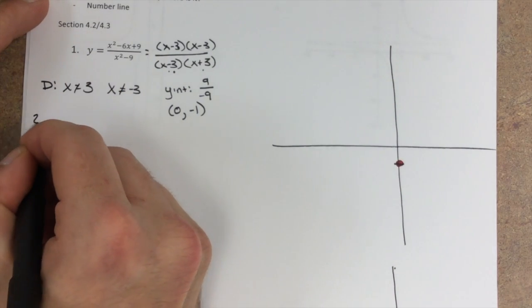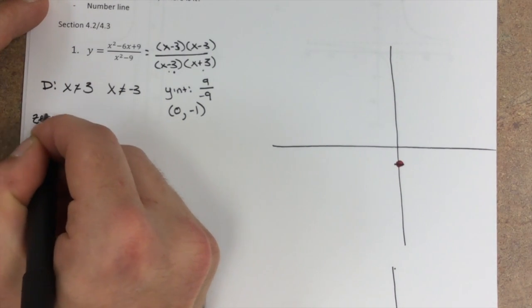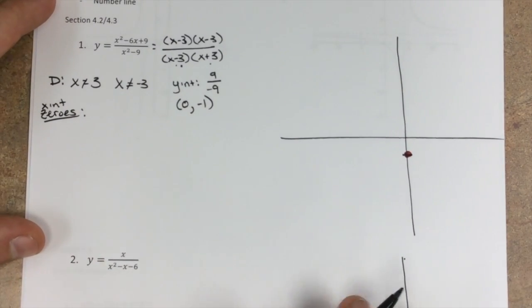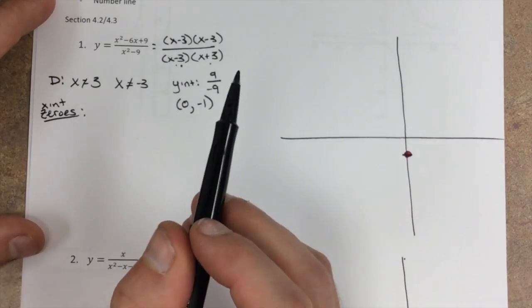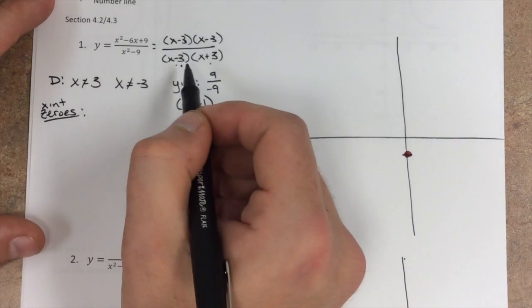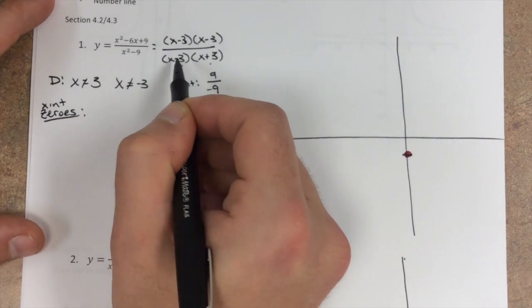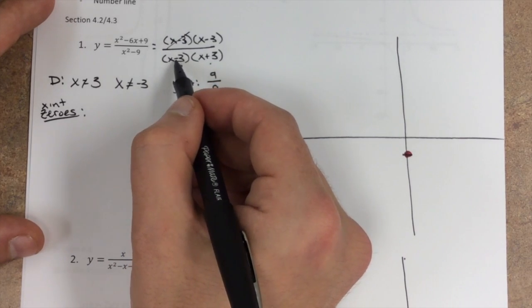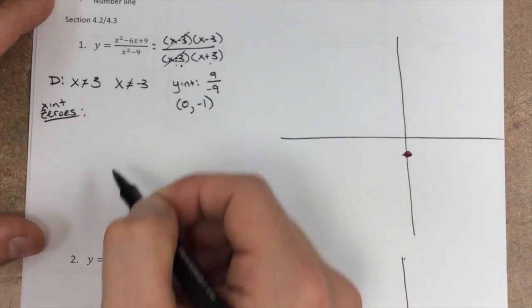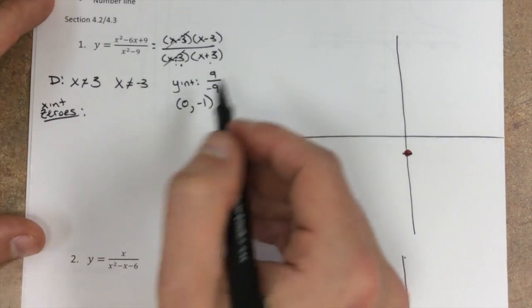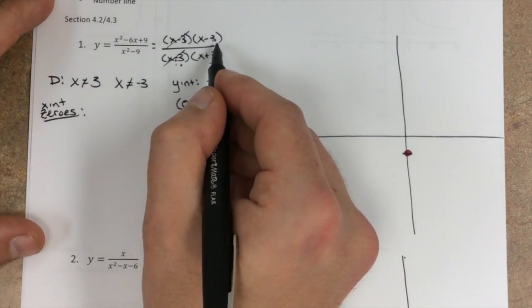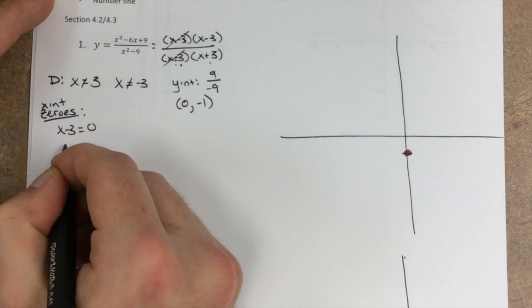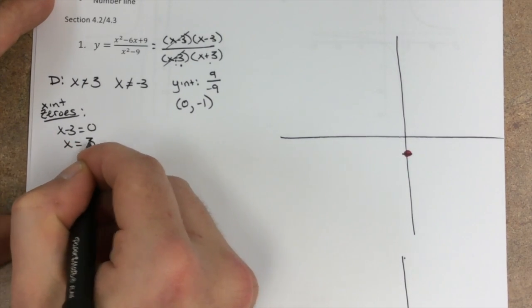Next up, we want to find the zeros. I want to find the x-intercepts. Now this is what we need to do. We look at our equation and we can simplify it. We can cross off the x minus 3 on the top, the x minus 3 on the bottom. What is the only thing left on the numerator? I have 1x minus 3. I set it equal to 0. So I have x equals 3.